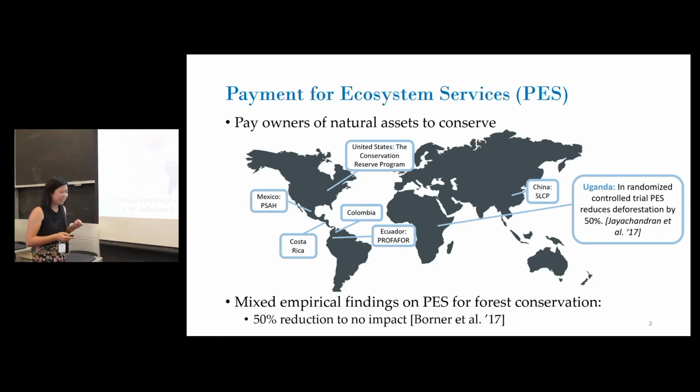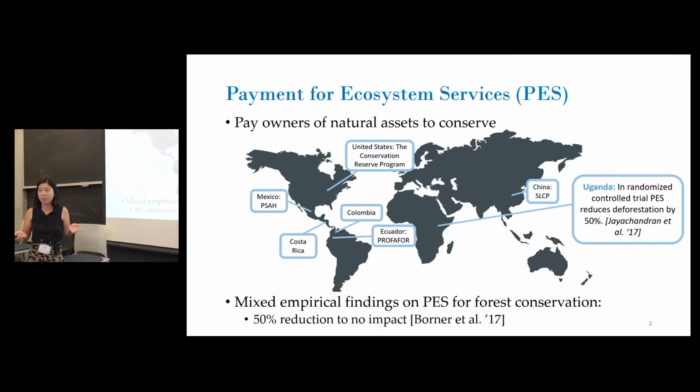Okay, but by and large, there have been rather mixed empirical findings on the efficacy of PES in all kinds of different applications. Today, we're going to focus on forest conservation. And in that particular application area, there is quite a large empirical work, and it finds anywhere from 50% reduction, this very groundbreaking paper, to basically no impact at all.